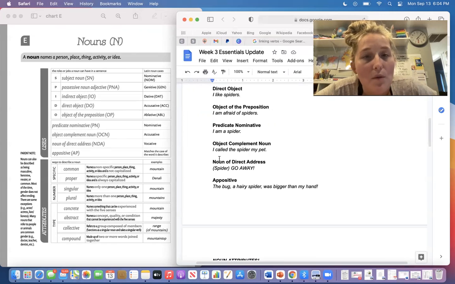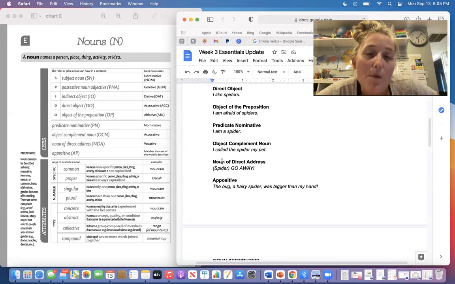This is showing that the word spider can move around to the predicate nominative area. Then we have object complement noun. I called the spider my pet. Object complement noun shows who we are giving or telling or calling something, and it only goes to specific verbs. So we'll learn more about that later.